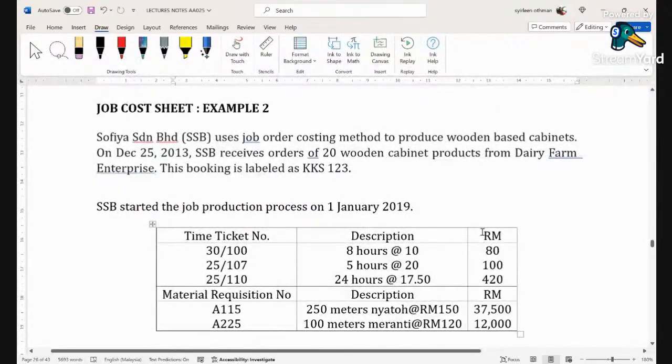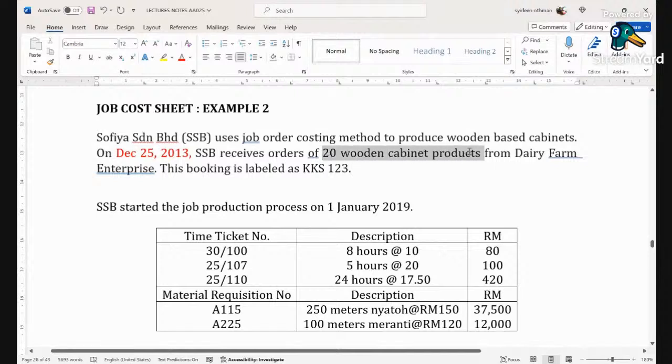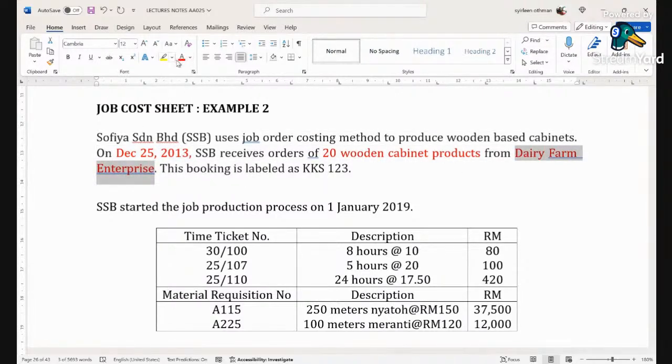Okay, Sophia's Berhad uses job order costing method to produce wooden base cabinet. Okay, so ini produk dia, wooden base. Okay, so Disember 25, 2013, okay, dia dapat order. Order tu ialah 20 wooden cabinets. Okay, so siapa yang order? Yang order ialah Dairy Farm Enterprise. So Dairy Farm is your client and you are Sophia's Berhad.